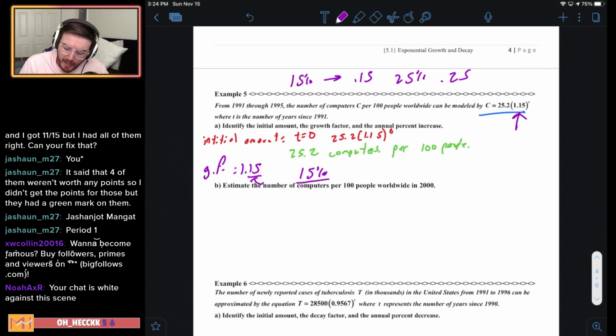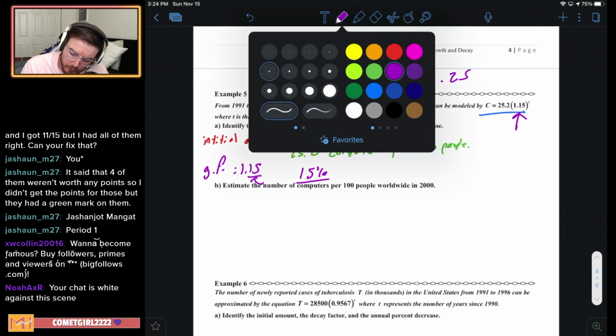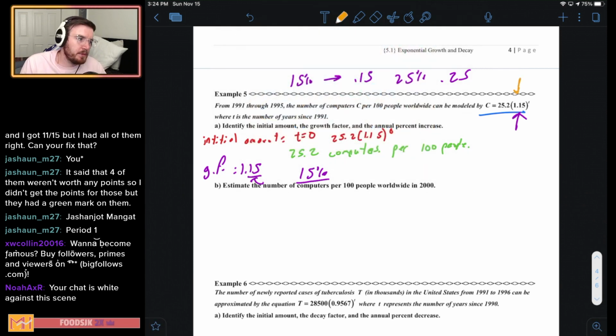All right, so estimate the number of computers per 100 people worldwide in the year 2000. Well, if this function helps you find out the number of computers, we just basically need to know in the year 2000 how many years have passed. 92, 93, 94, 95, 96, 97, 98, 99, 2000. So in 9 years, how many computers are there? Well, t is 9. Figure it out. Plug it in, right?